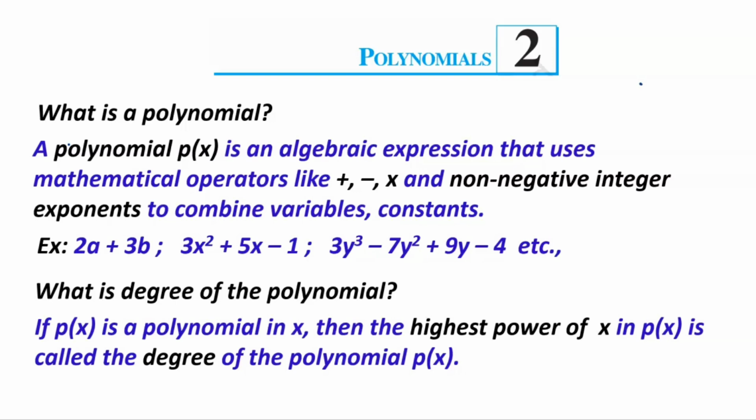So in the previous examples, 2a plus 3b is there. 2a has power 1, 3b has power 1. So both are the same, so the highest is itself 1. So the degree of this polynomial 2a plus 3b is 1. Now in the second example, 3x square plus 5x minus 1, here 2 is the highest power, so 2 is the degree of this polynomial. Similarly, in the third example, 3 is the highest power, so we call 3 the degree of this polynomial.